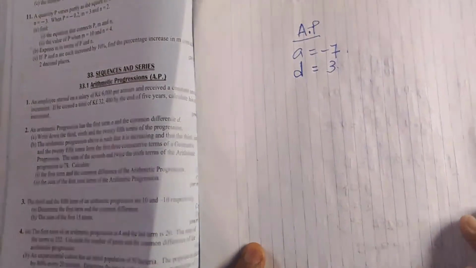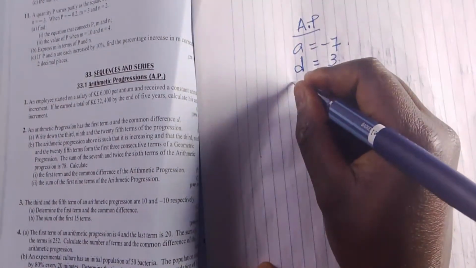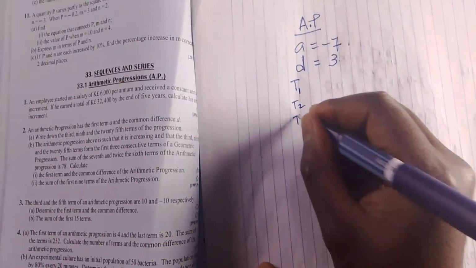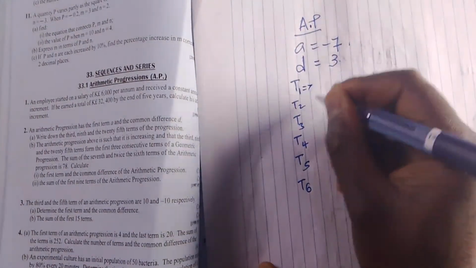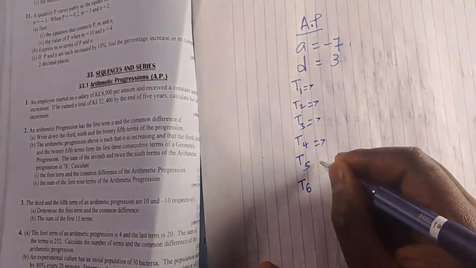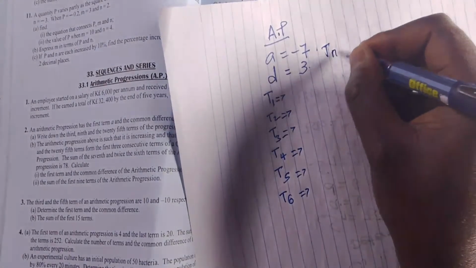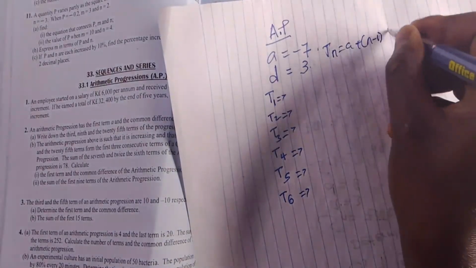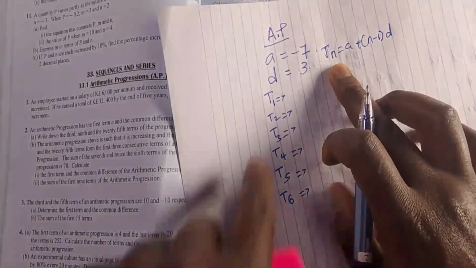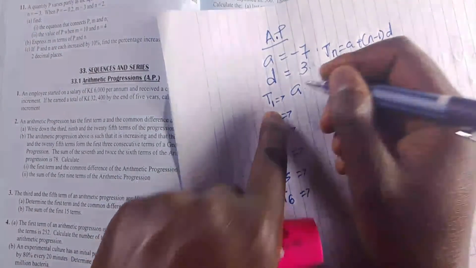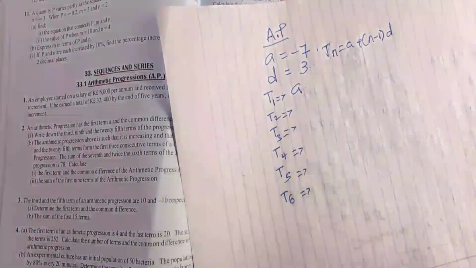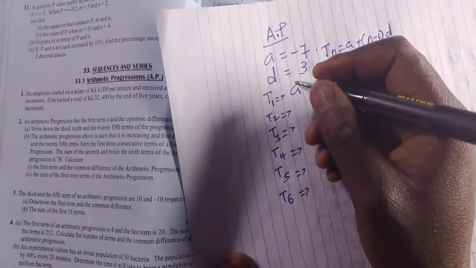So the first question, we are told to list the first 6 terms of the sequence. When told the first 6 terms, they are T1, T2, T3, T4, T5, T6. Remember we said the nth term Tn is equal to A plus n minus 1 D. This number you see here is n. So T1, the first term, is obviously A. The first term everywhere is A.